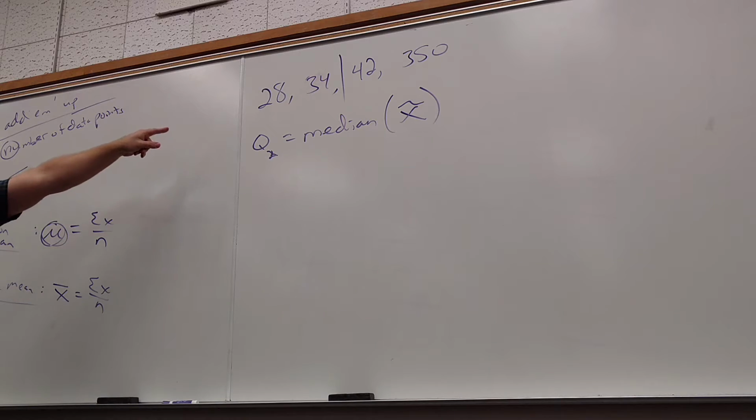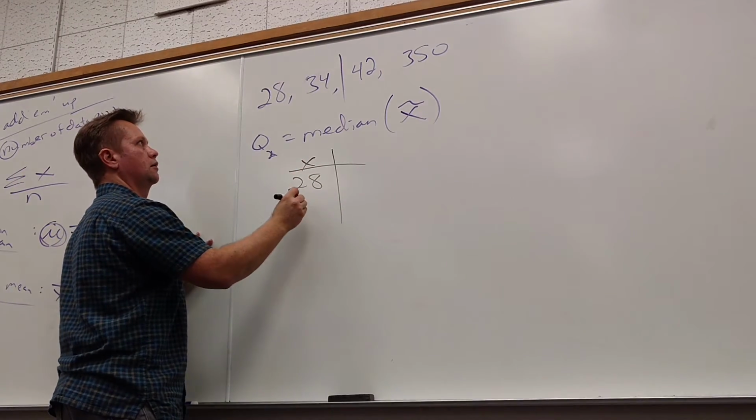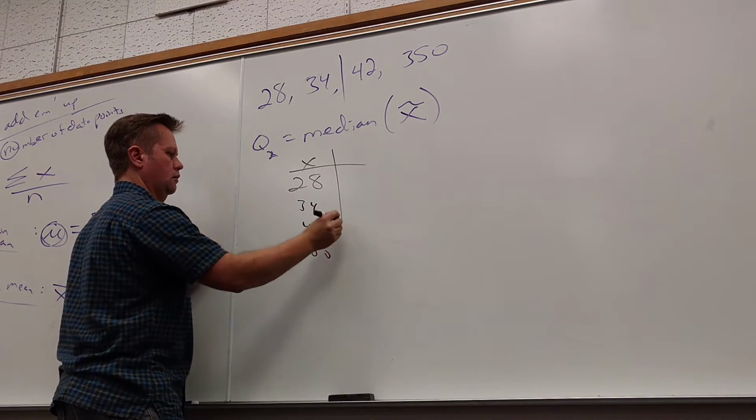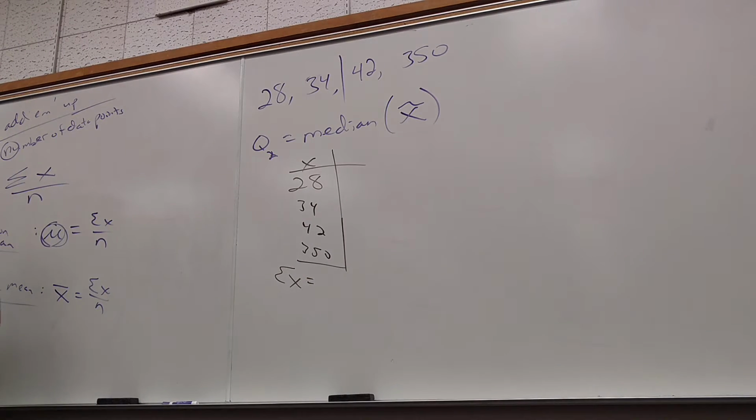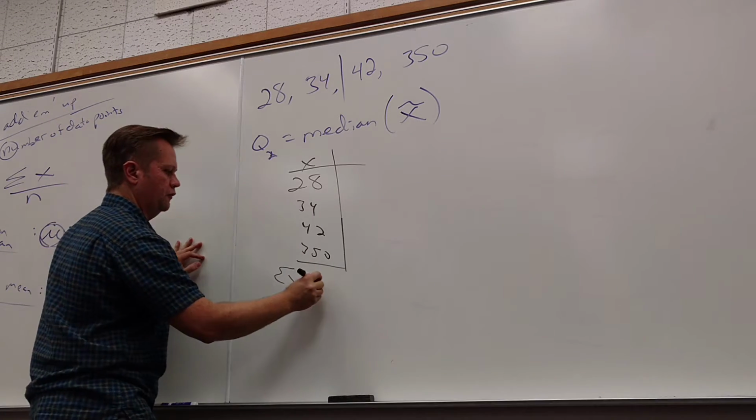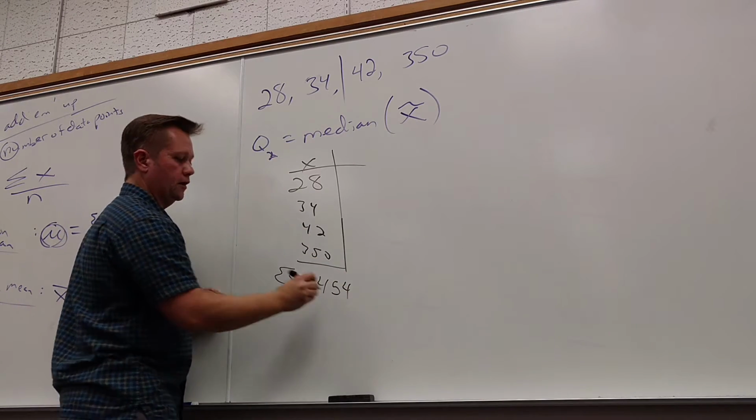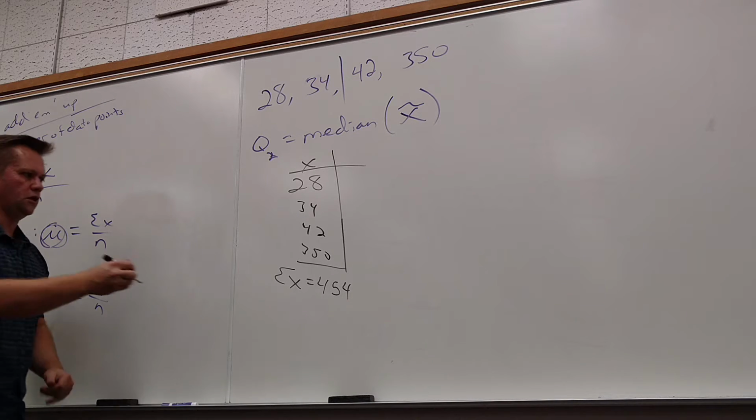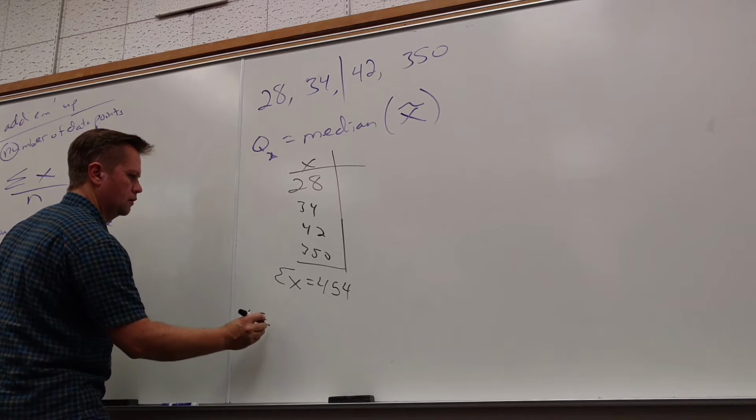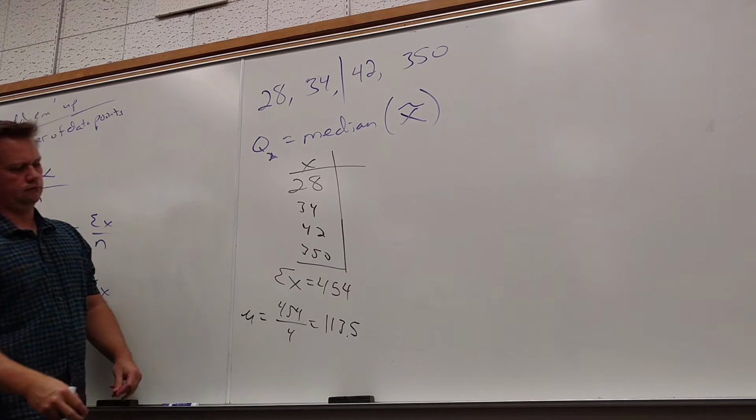So somebody help me out. What's the average of those numbers? Let me set this up a little bit. So what's the sum of X? 454. What do you get? 450? Let's see, 76, 104, 454, yeah, right? Cool. And so what's the mean going to be? 454 divided by 4, 113.5? Okay.